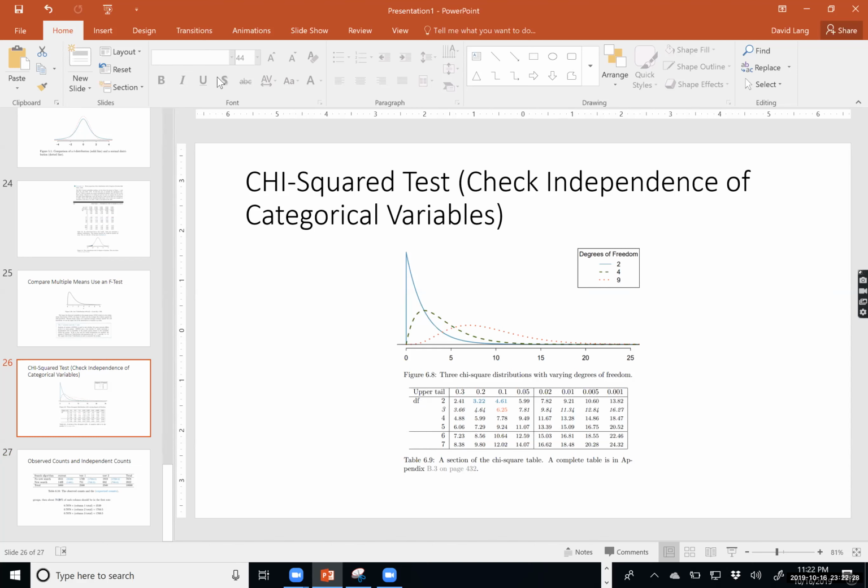Well, that is the end of the lecture component, and let's get started on some more analysis in SPSS.